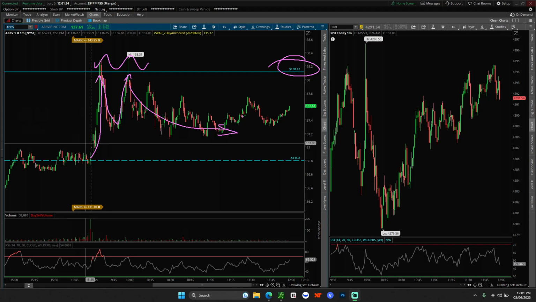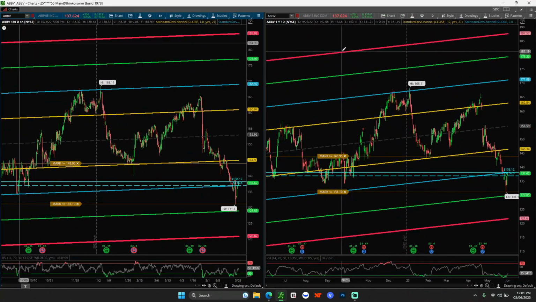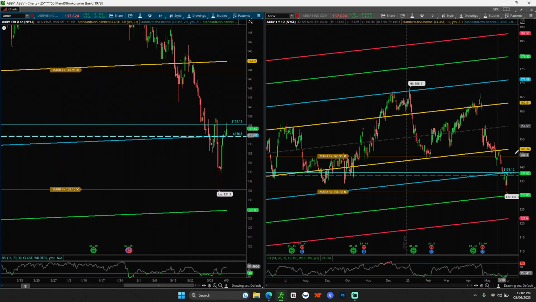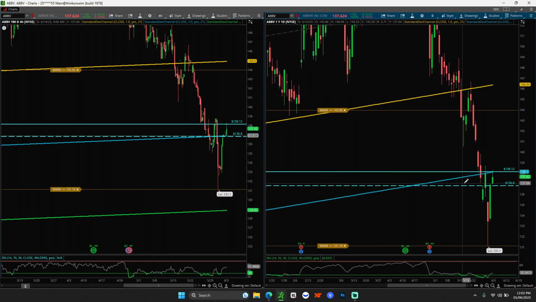Now, why was this level so key? And we will go through that exactly now, because again, if you watch this channel before, you'll know exactly how we do our analysis on this, or at least our technical analysis on stocks, and that's using standard deviation channels. And what you can see is at $138.10. This is our second deviation on the 1 year.